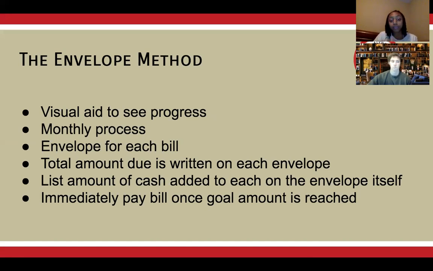So gradually, as you get the money to pay off the bill, you write on the envelope, okay, I put in, let's say, $20. So you write $20 and put the $20 in there. And then the next day or a few days later, you add more money to that bill payment. So you put another $20 in, scratch that $20 out and put 40. So you're tracking gradually how much money you're putting towards that bill each time.